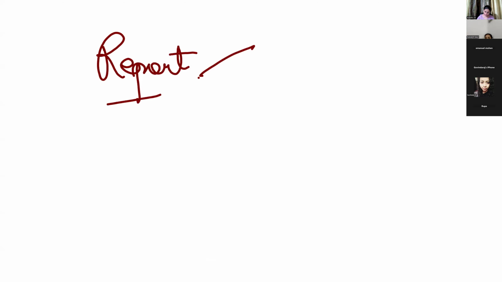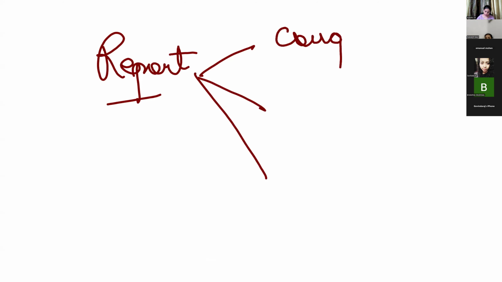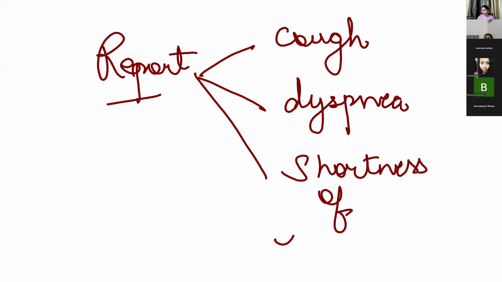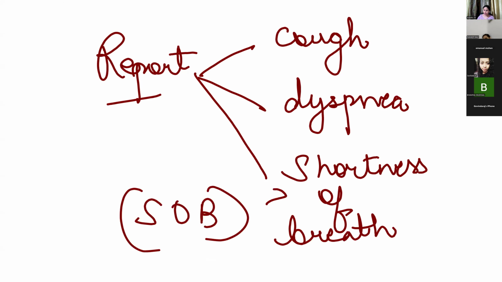There are a few other things which you need to report. You need to report cough. You need to report dyspnea. And you need to report shortness of breath. These three things you have to keep in mind in this disorder. Whenever these three things are there, you need to report. This is of utmost importance.